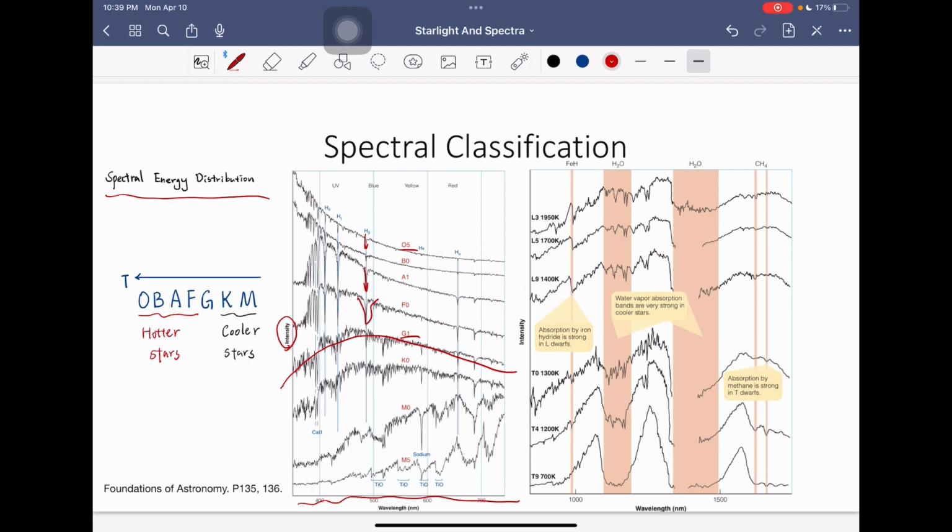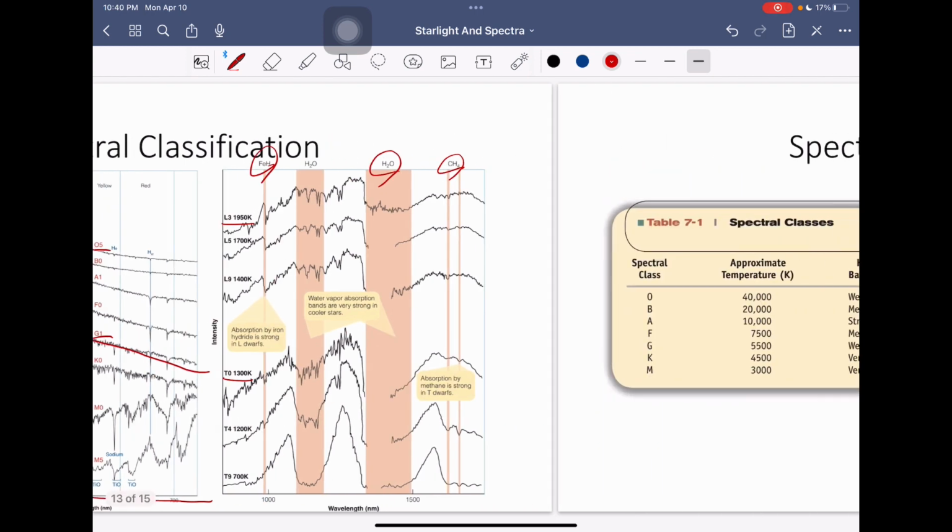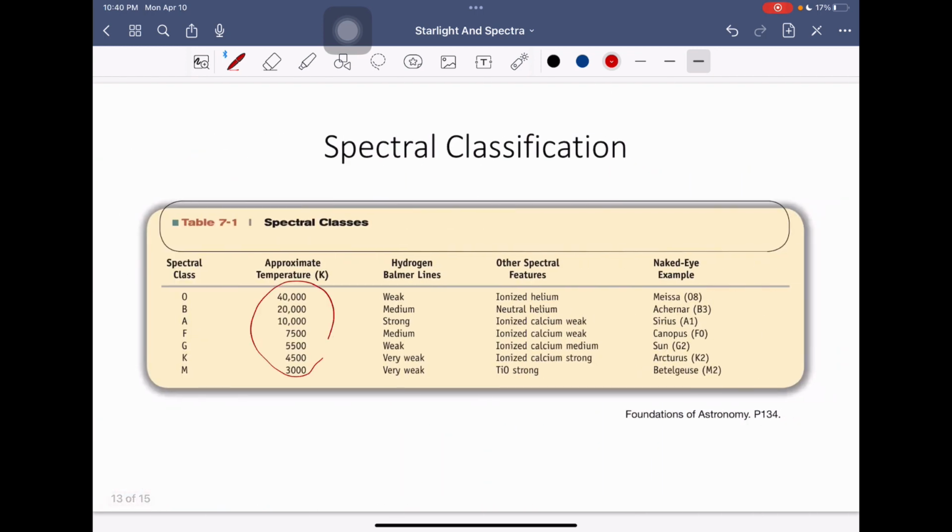Similarly, in extremely cool stars like L dwarfs or T dwarfs, more molecules start to appear and absorb lines, such as water vapor, methane, or iron hydride. When the temperature is cooler, more and more molecules appear. This table shows the temperature and the spectral features of different types of stars.